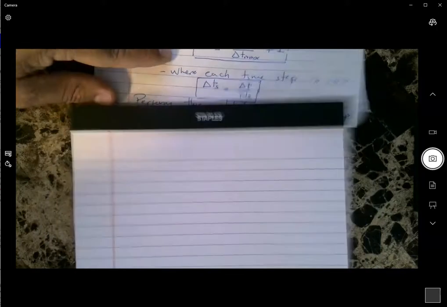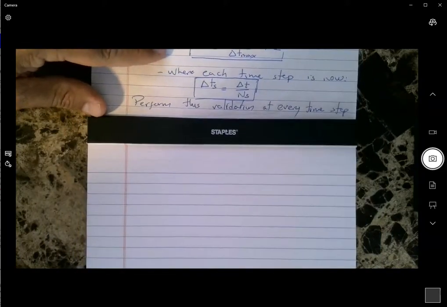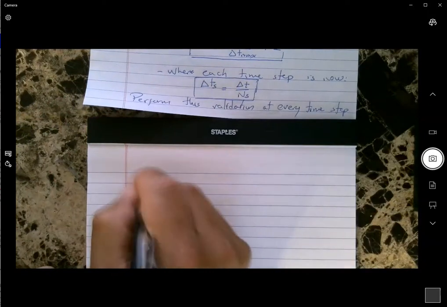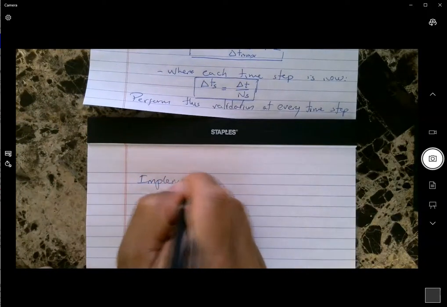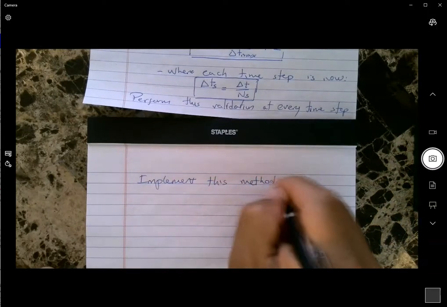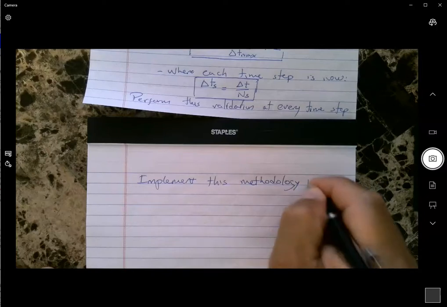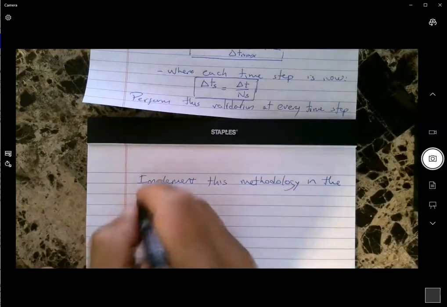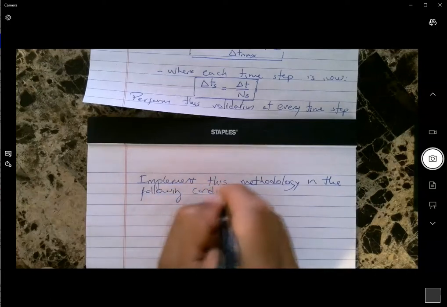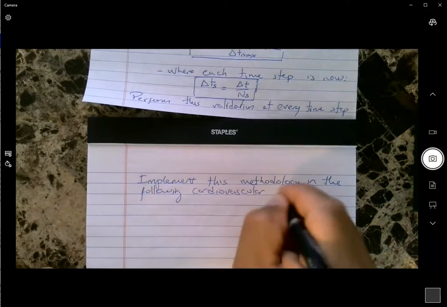All right, so what we're going to do is take this information, this formulation, and this framework, and implement it to begin with on the simple circuit that we worked on last lecture that has a single valve. So implement this methodology in the following cardiovascular circuit.